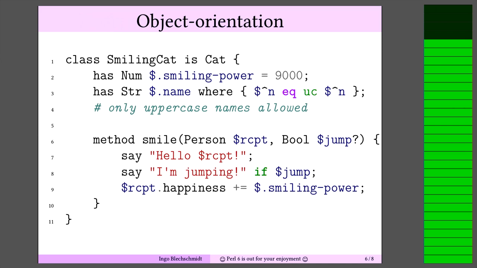Also, typing is optional in Perl 6, but it's available if you want to. This is called gradual typing. And from line 6, you can infer that Perl 6 has a proper method argument passing declaration. So you can declare many parameters. The question mark indicates that one of those is optional. You can also declare named parameters. It's very nice.